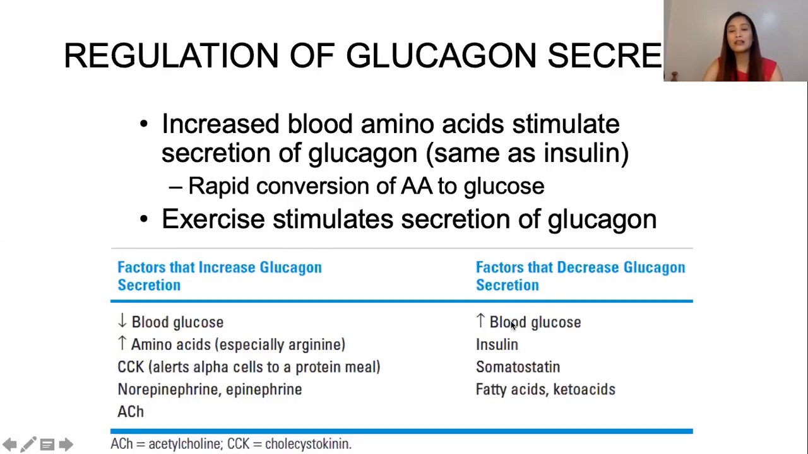So if you have already elevated blood glucose, you will suppress glucagon production because you don't need any more glucose. You already have more than enough. Insulin also suppresses glucagon secretion, and so does somatostatin. Other things that stimulate secretion of glucagon are exercise and increased blood amino acids. After a high protein meal, this also secretes glucagon. So this is one of the effects that are similar for both glucagon and insulin.